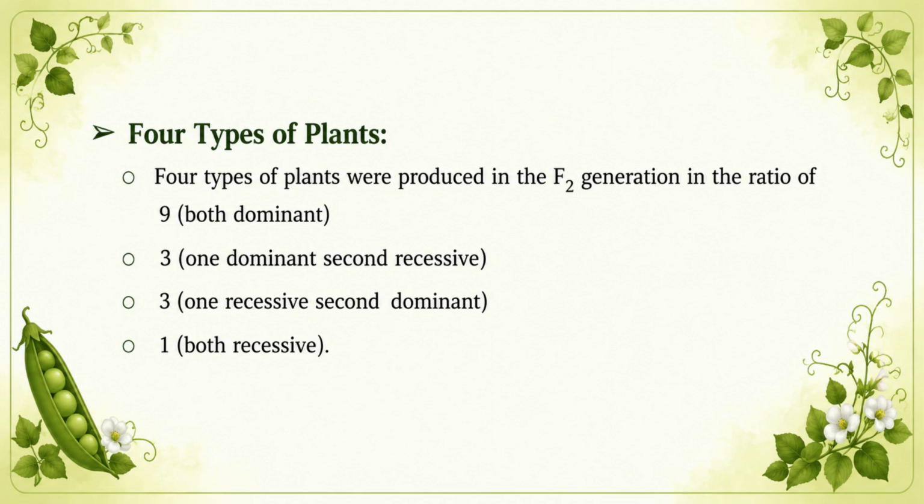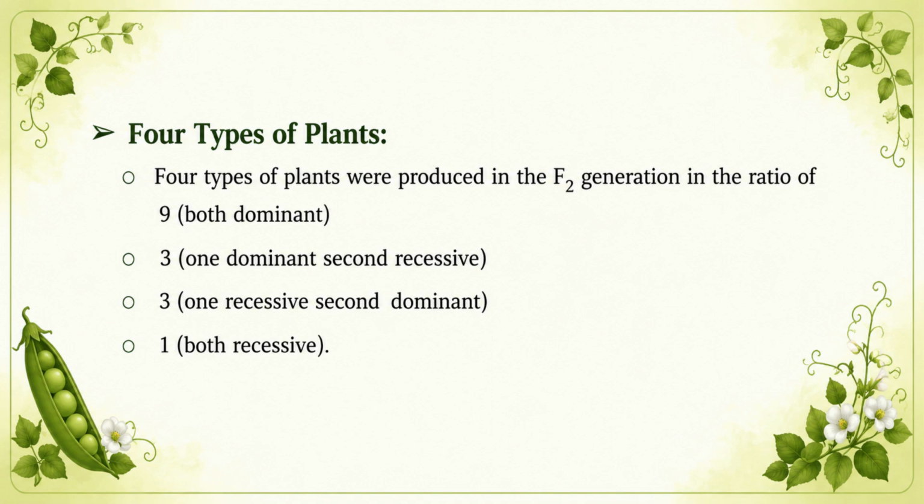When Mendel studied the F2 generation, he found that the offspring were not all identical. Instead, 4 different types of plants appeared. This was a very surprising observation because the F1 generation showed only one combination of traits. Now, let us look at these 4 categories carefully. The largest group consisted of plants showing both dominant traits. These plants had round and yellow seeds. Out of every 16 plants, 9 belonged to this category.